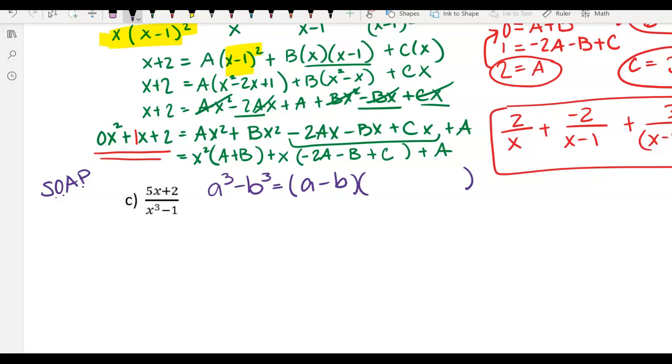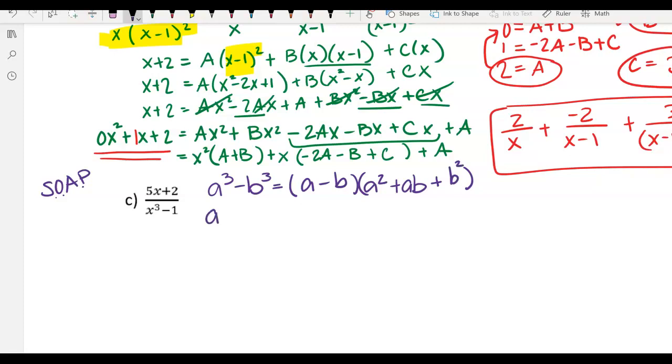A squared. All right. SOAP stands for same sign. So if this is a minus, this will be a minus. And Sophia said earlier, next O stands for opposite. So the next sign is plus. Plus what? A times B. Plus B squared. All right.